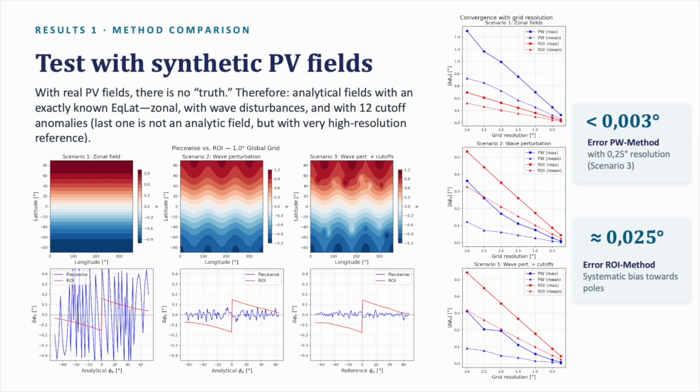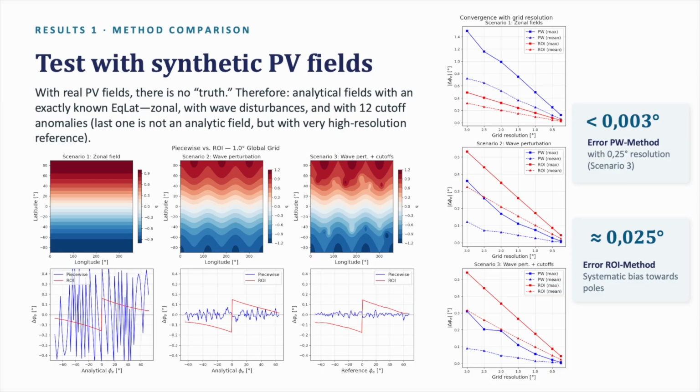The first results are for the method comparison. For this, we look at two analytic PV fields and one high-resolution PV field, for which we get exact equivalent latitude values. The top row of the left plot shows from left to right a zonal field, a wavy field, and a wavy field with cutoffs. The bottom row shows the difference of the calculated equivalent latitude to the exact values.